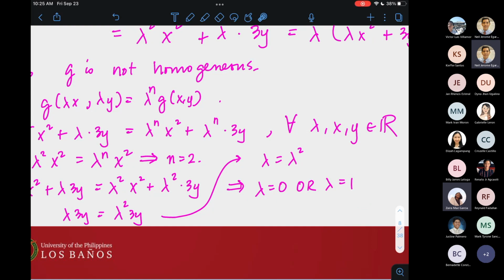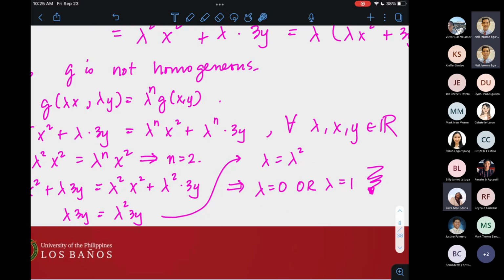Everything's good so far? Everything should be good except that this is a contradiction. Why do you think is there a contradiction here? And that contradiction really proves that indeed hindi pwedeng maging homogeneous si G. Bakit hindi siya pwedeng maging homogeneous? Bakit sabi ko ay may contradiction dito?